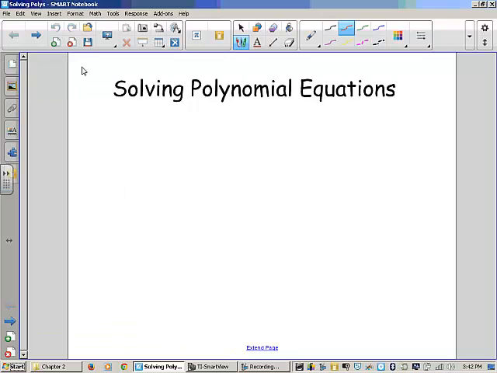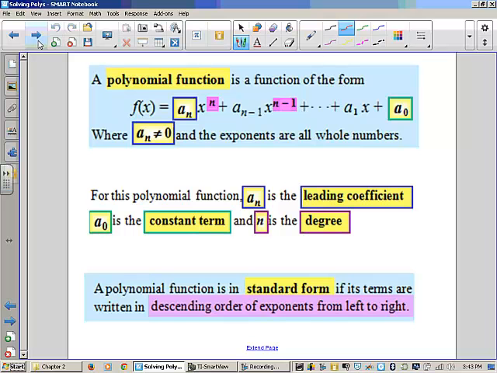Hello everyone, I'm going to show you how to solve polynomial equations, and hopefully this will help you out as we continue into our next chapter. So first, what is a polynomial function?